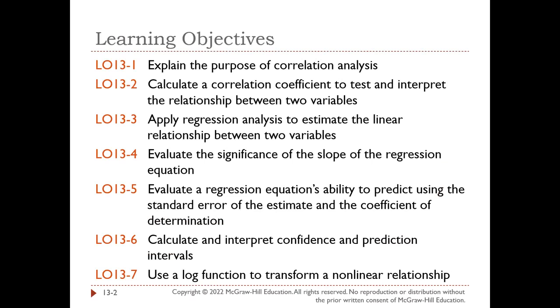So, of course, you know how it goes. Learning objectives. What are you going to learn in this chapter? First off, you're going to explain the purpose of correlation analysis. We're going to calculate a correlation coefficient to test and interpret the relationship between two variables. Apply regression analysis to estimate the linear relationship between two variables. Evaluate the significance of the slope of the regression equation. And evaluate a regression equation's ability to predict using the standard error of the estimate and the coefficient of determination. Yes, we are determined to get this done.